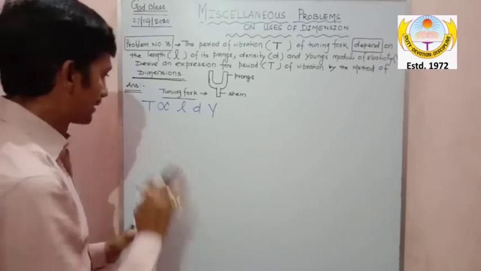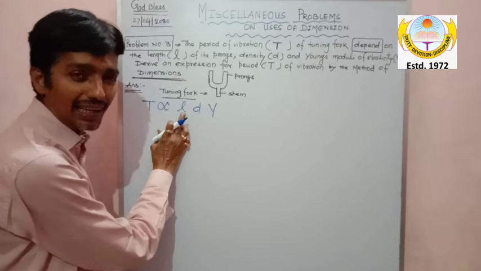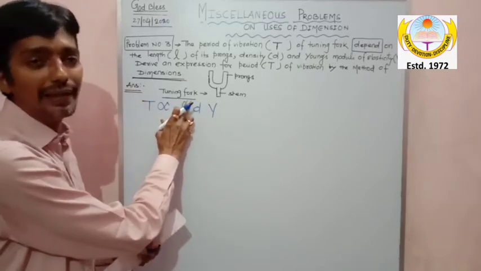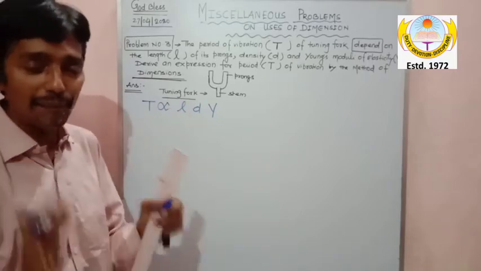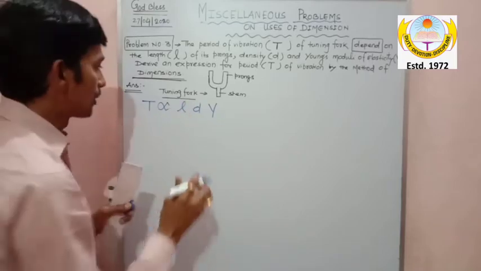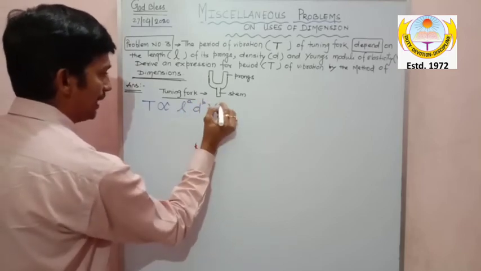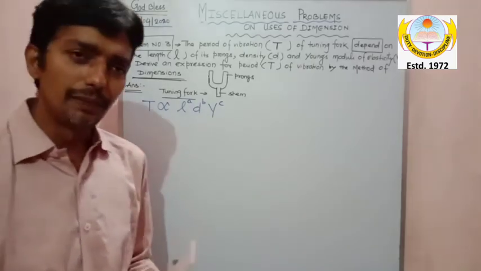It is clear, but sir, we don't know whether this time period depends on length directly or inversely. If it is inverse, the power will be negative. If it is direct, the power will be positive. But that power right now I don't know. So I put the power as A here, B here, and C here. I hope this much is clear.